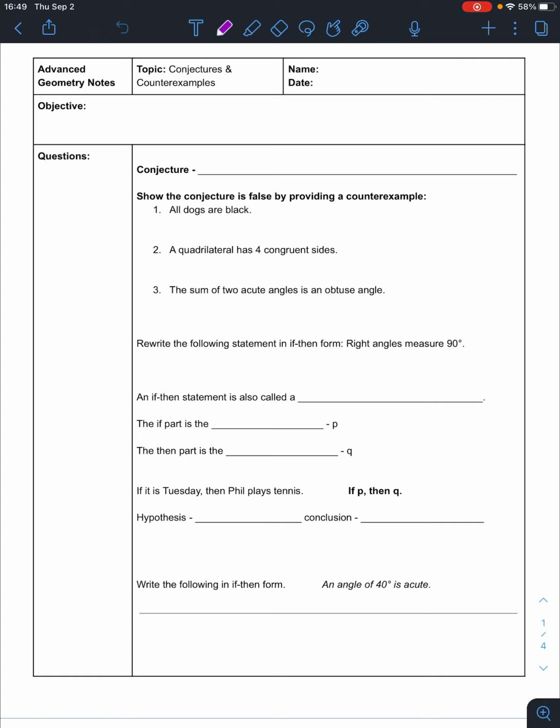So a conjecture is an opinion, and it's based off of incomplete facts. You have incomplete information. So an opinion based on incomplete info. So, for example, somebody might say all dogs are black. Maybe the only dogs they've ever seen are black.